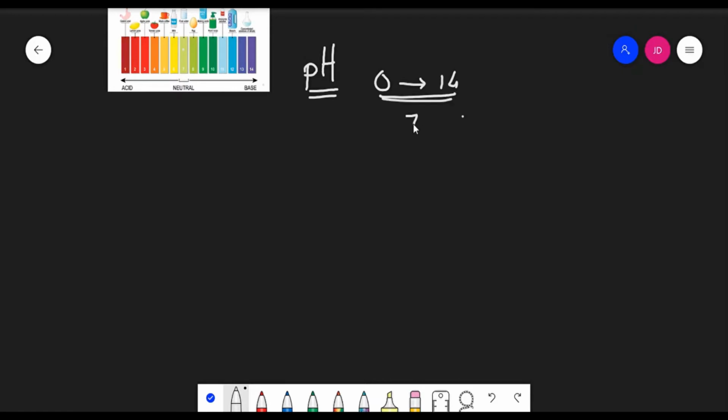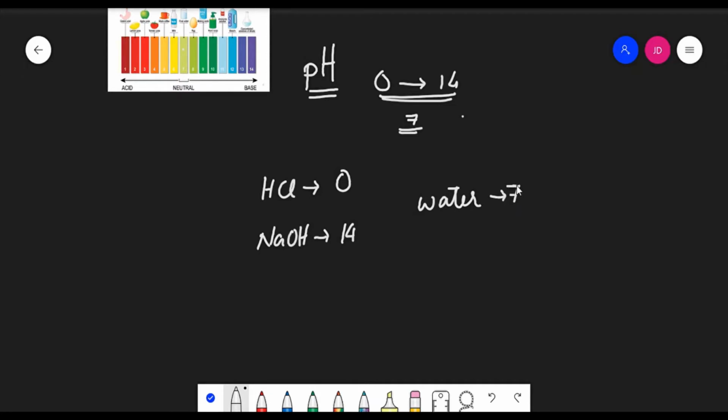7 will be exactly in between. So this is our pH scale, or it's a level. Suppose I told you here we have HCl. The pH level of HCl is 0. Suppose we have NaOH. The pH level of NaOH is something like 14 point something, 13 point something, or 14, near 14. So here suppose we have water, the pH level will be 7.